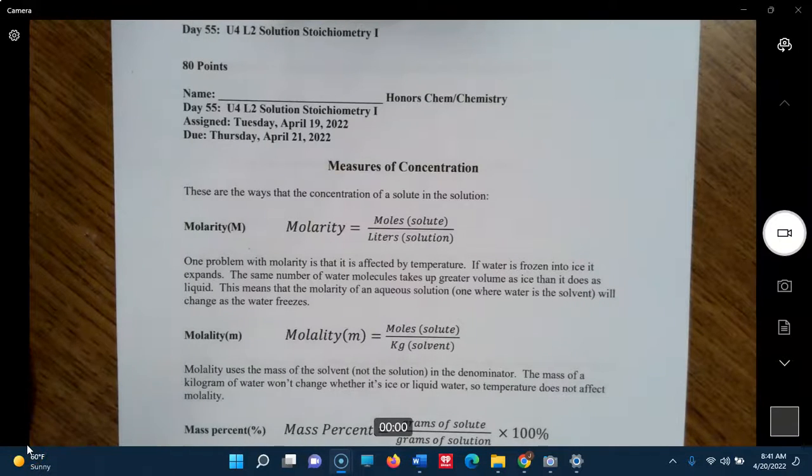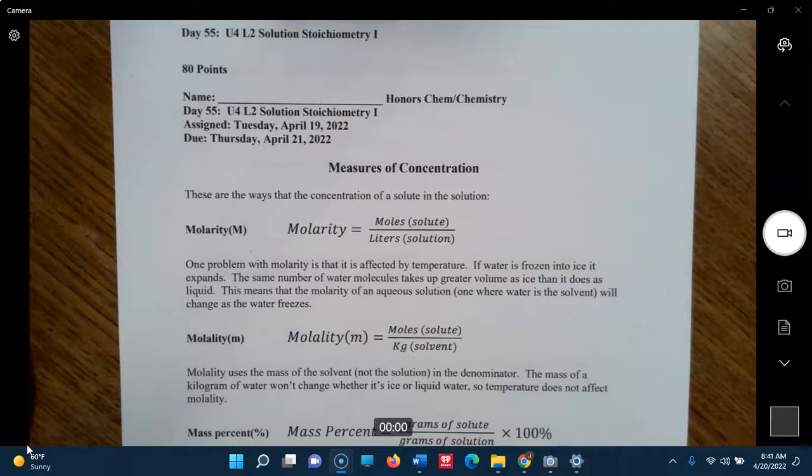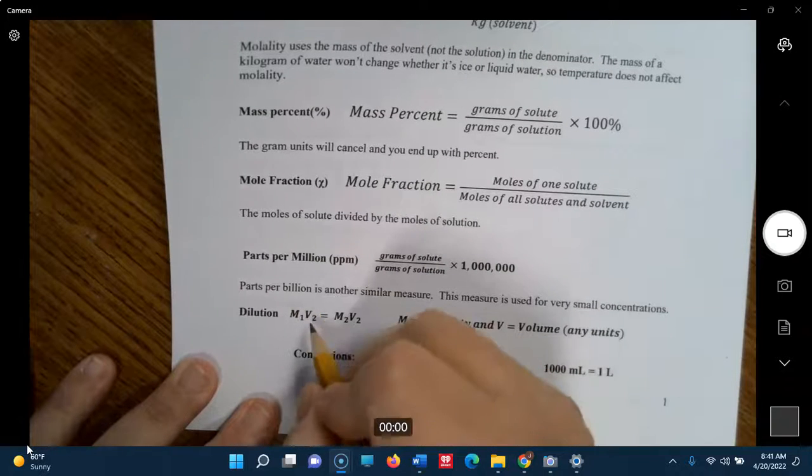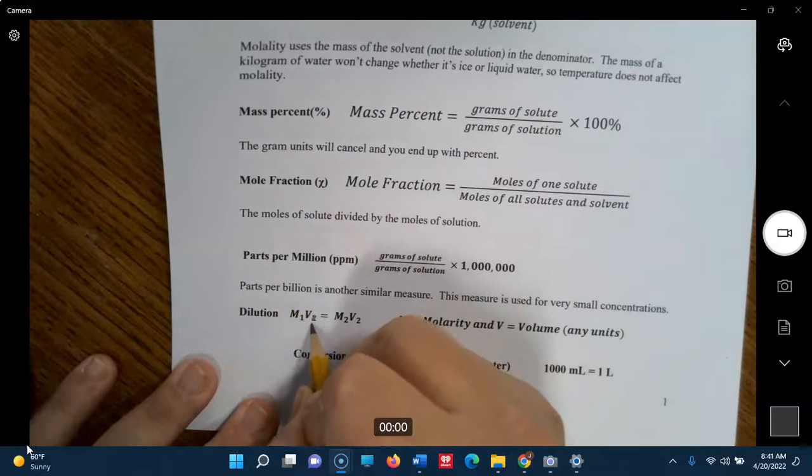All right, chemistry, we're on our second lesson dealing with solutions. This one deals with solution stoichiometry, and it's day 55. And you have the same cover sheet that you had before. On this cover sheet, by the way, this should change to a 1, that 2.